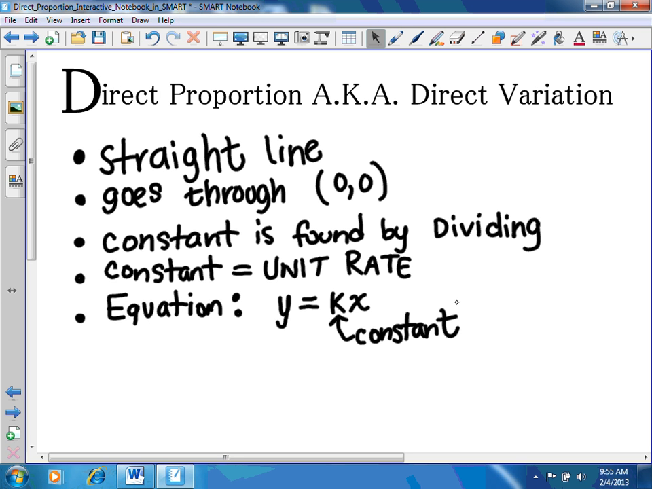What's a unit rate? What's it have on the bottom of it? A 1. Okay? You've got to remember that. Unit rate: 1 on the bottom. Remember that from last week.